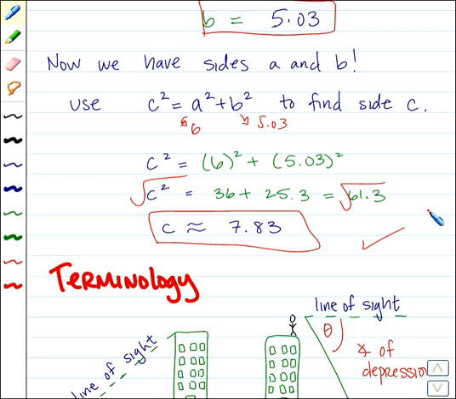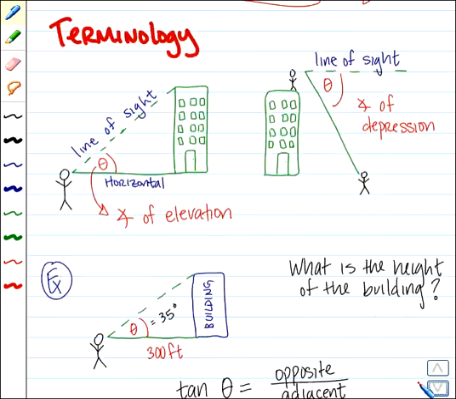Now we're ready to look at some terminology. Here we have a person looking at the top of a building. This is called the line of sight, and here, of course, is the horizontal line. Between these two lines is created an angle, and that angle is referred to as the angle of elevation. As opposed to if you're standing on top of a building, looking at a person on the street, here's your line of sight. There's an angle created. That's known as the angle of depression.